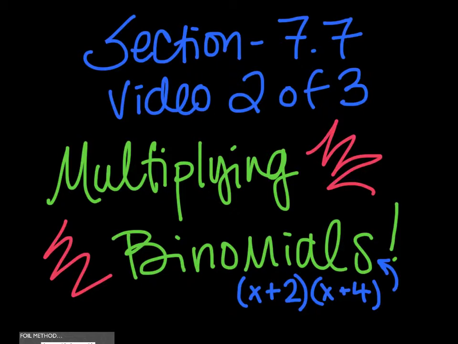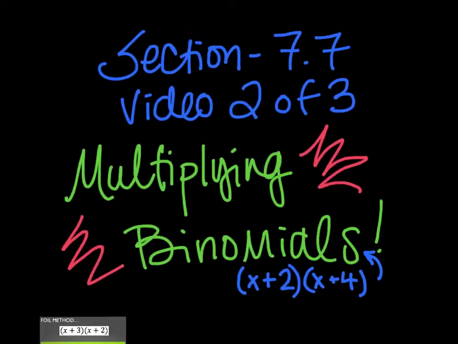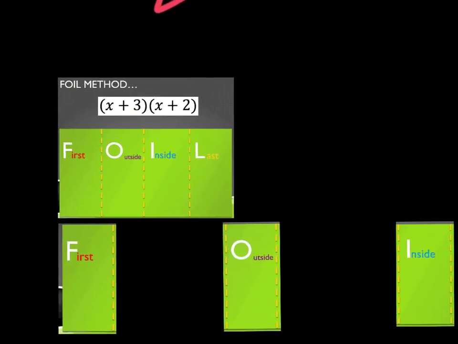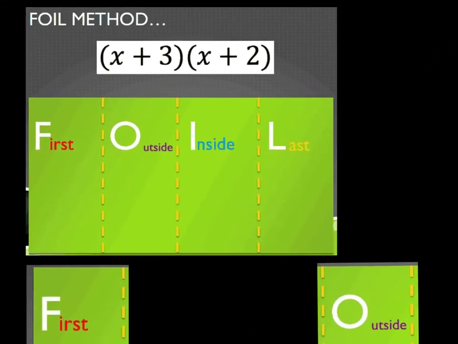So let's go through essentially what we would be doing. Here we go. We are talking about a method called the FOIL method. The FOIL method is a really helpful way that we can play around with these terms. One thing that I want you to pay attention to is these ideas of first, outside, inside, last.